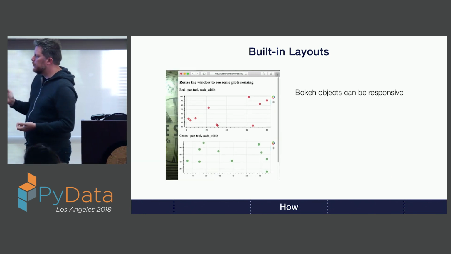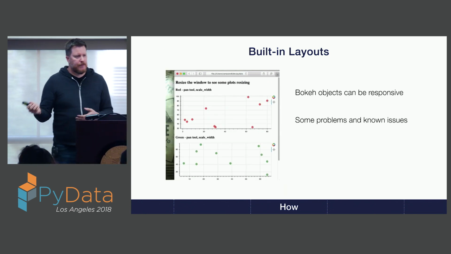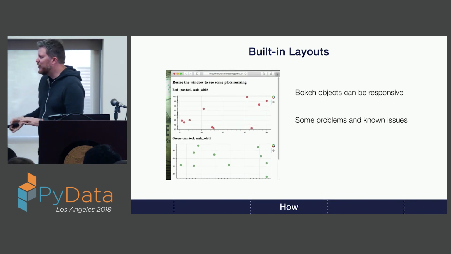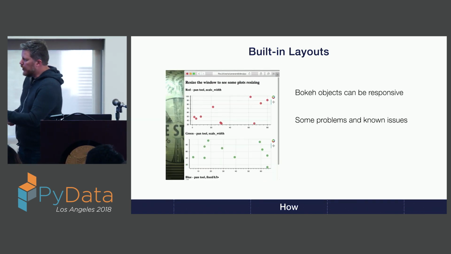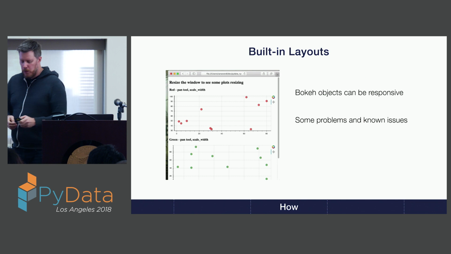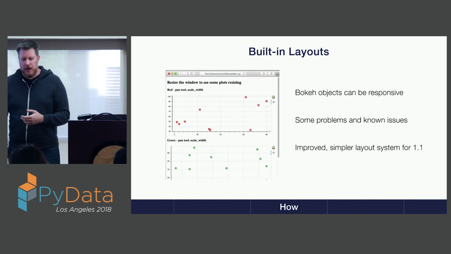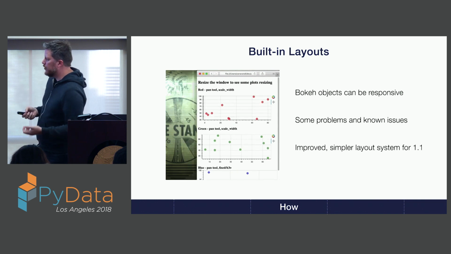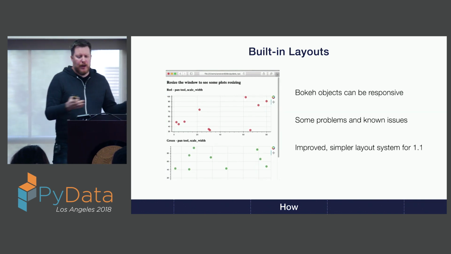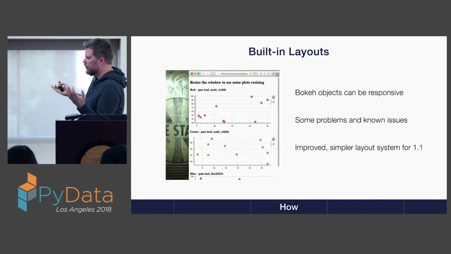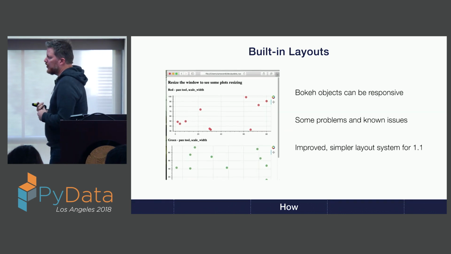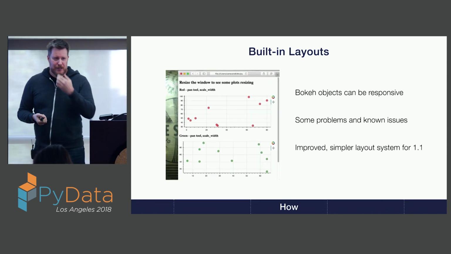I'll say that our current layout system has some problems and known issues. I think it's fair to say that we bit off a little bit more than we could chew. So there's actually some work ongoing now, a fairly large work in progress PR that really simplifies our layout system greatly and tries to make it, one, much faster, but also a lot simpler. We were relying on a constraint solver basically to do our layout, and it turns out that's kind of overkill, and it's also hard to manage.